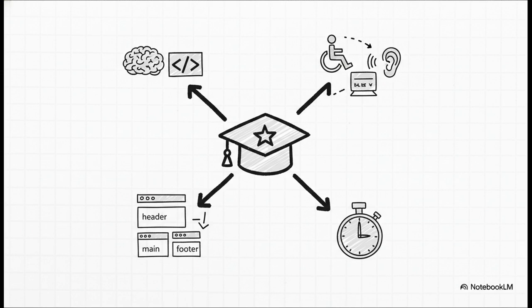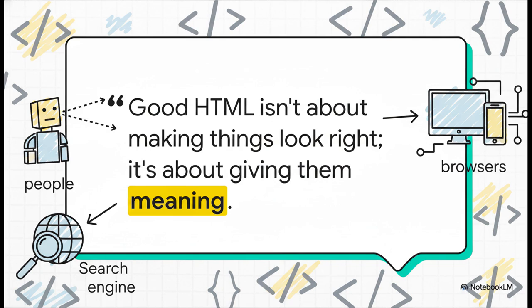See, good HTML is all about creating a web that is well-structured, accessible, and efficient. And if there is one single thing you remember from all of this, please let it be this. Your job as a web developer isn't just to make code that works. It's to write code that clearly communicates its meaning to browsers, to search engines, and most importantly, to people.